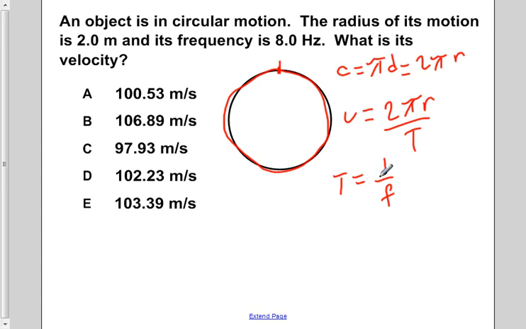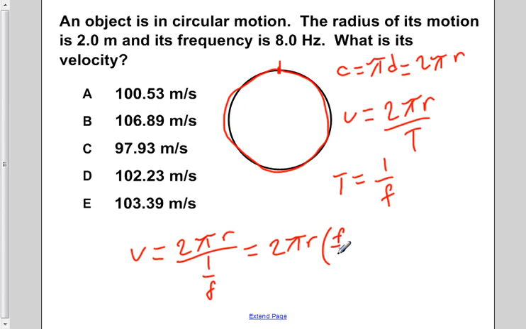Now if we combine this with our previous equation, we get an equation for the velocity as you're moving around the circle, dependent upon the radius and the frequency, as opposed to just the radius and the period. So the velocity is equal to 2 pi r, plugging in 1 over the frequency for the period. We're dividing by a fraction, so it's the same as multiplying by the reciprocal. So it would be 2 pi r times f over 1, which gives us the velocity equal to 2 pi r times f.